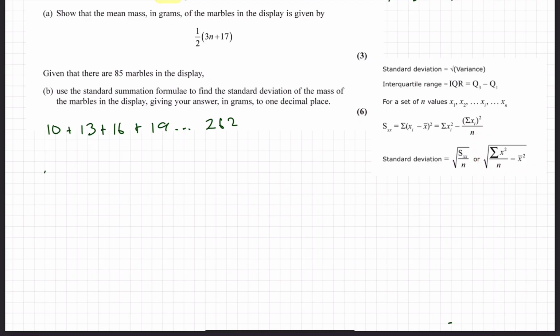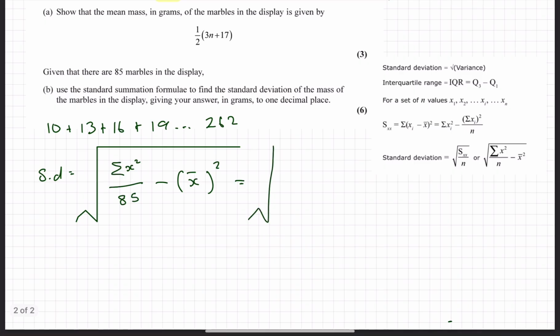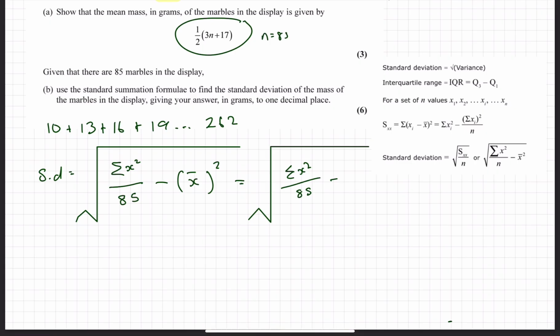So the standard deviation is the square root of the sum of every value squared, so 10 squared plus 13 squared plus 16 squared and so on, divided by how many marbles we have, which is 85, minus the mean squared. Okay, so let's just add that in. We know what the mean is. So when n equals 85, the mean is 3 times 85 plus 17, times 0.5. So 136.5. 136.5 squared.